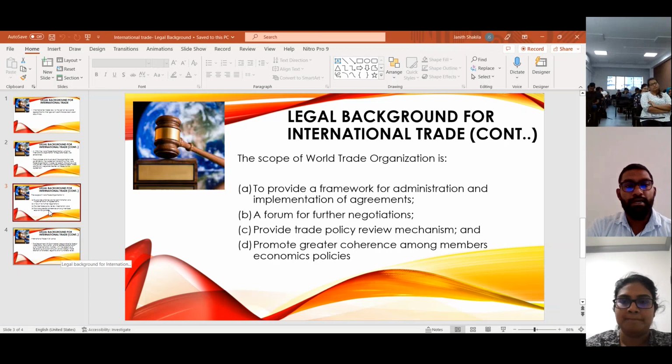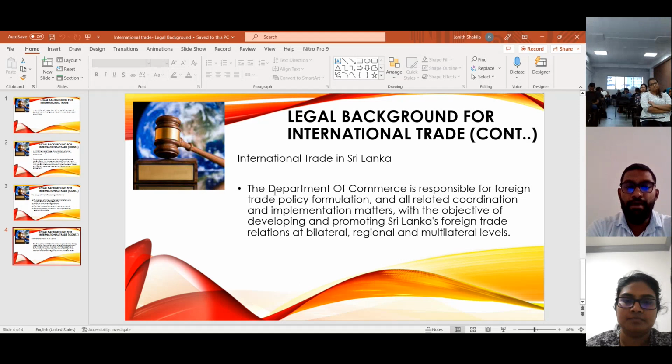So when it comes to the Sri Lankan context, the Department of Commerce, the Central Bank, and Sri Lankan Customs are the parties who regulate the legal background of international trade in Sri Lanka. Mainly the Department of Commerce is responsible for foreign trade policy formulation. They coordinate and implement matters related to international trade, with the objective of developing and promoting Sri Lankan private trade at bilateral and multilateral levels. Sri Lankan Customs will enforce the revenue and social protection laws, and the Ministry of Trade will formulate the policies in relation to international trade. Other than that, the BOI also gets involved in this scenario. Thank you very much.